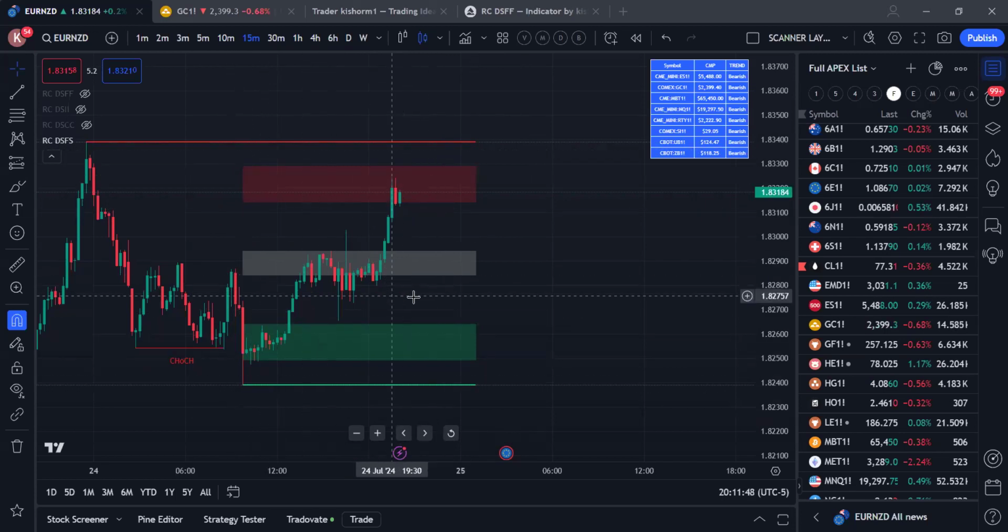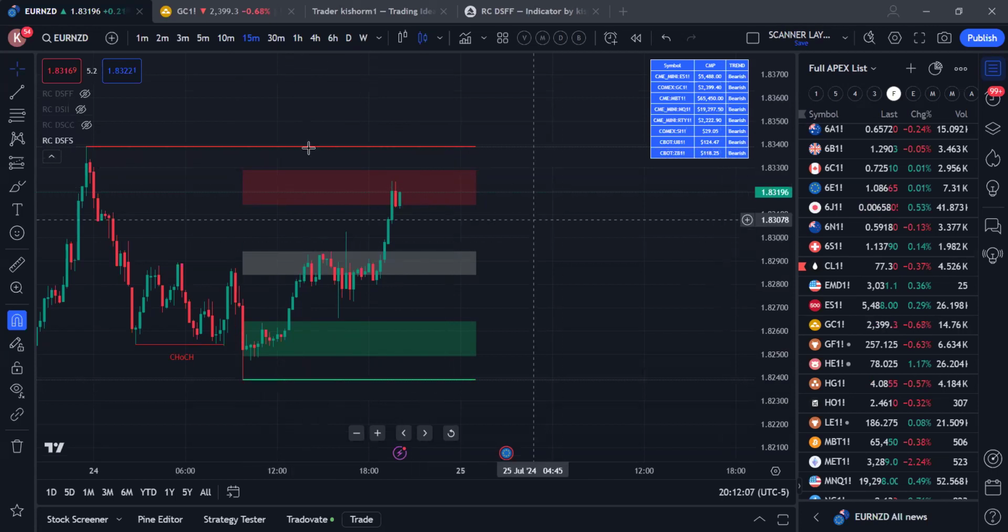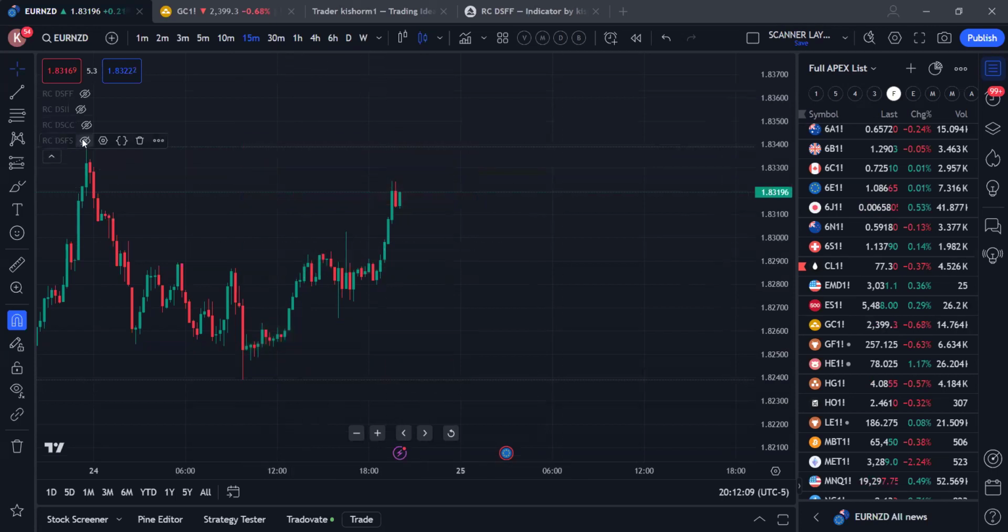Right? So now I hope you all got the concept. You always have to buy at the bottom. So this is our range low, and this is our range high. Right? The green line is the range low and the red line is the range high. So let us take some examples.